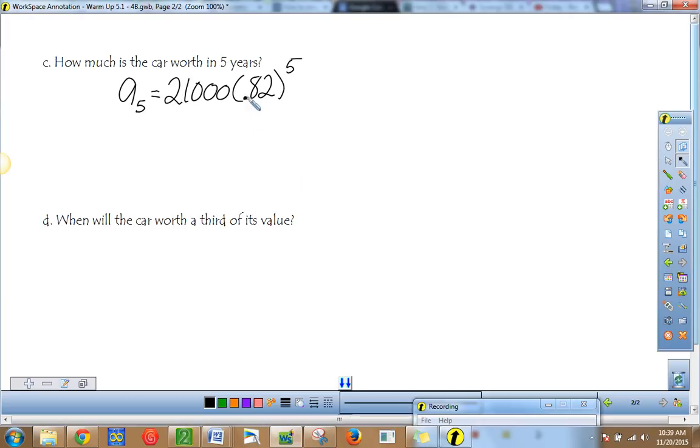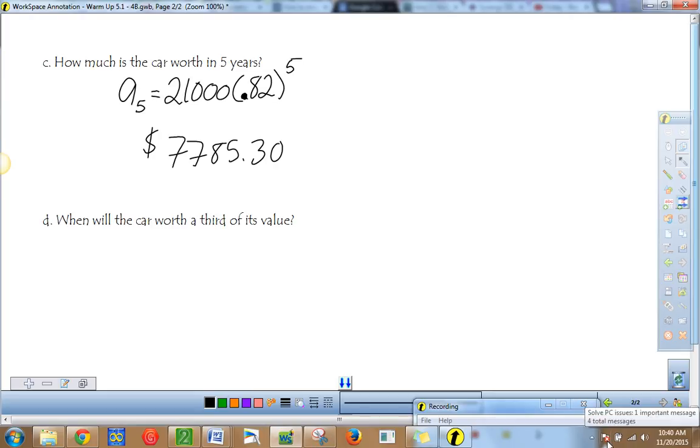Let's try this again. Gabby. Oh, I got it. 7785.3. Point 3, so 30, because it's moolah, right? So after 5 years, it's going to be worth this amount.